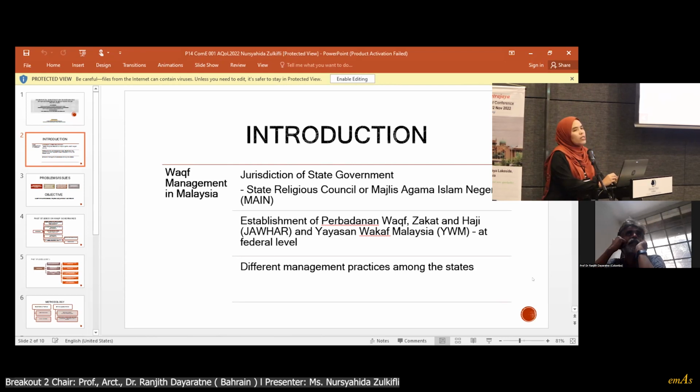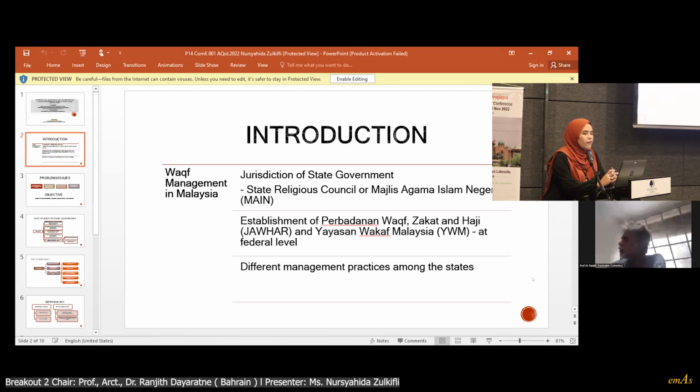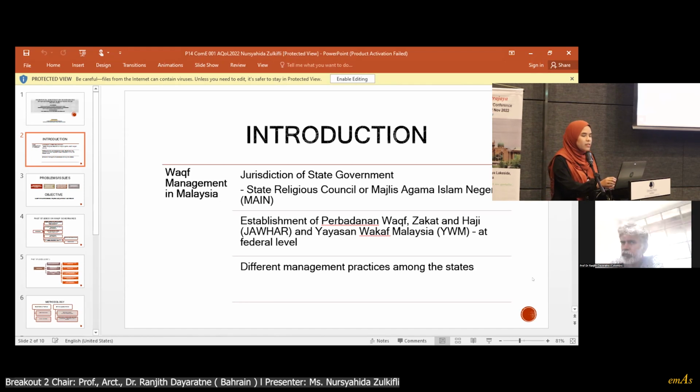In order to control and make sure of proper governance of wakaf, at the federal level we have Perbadanan Wakaf or Jauhar and also Yayasan Wakaf Malaysia. These institutions control and administer wakaf administration at all states.